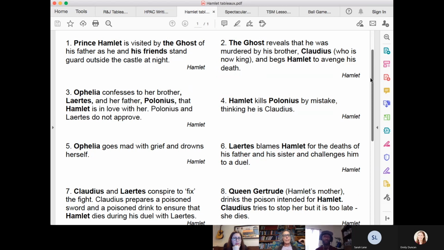But what if you're just doing a summary of a play? What if you can't work on a whole play, but you still want to have them get the full meaning of a play? This is where I like to use Hamlet Tableau.